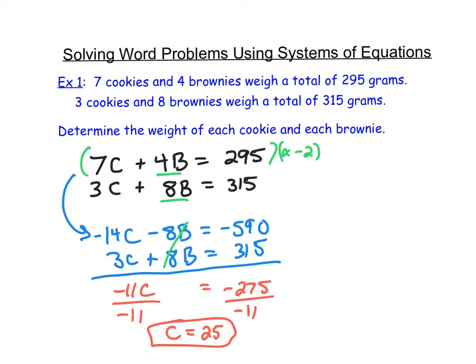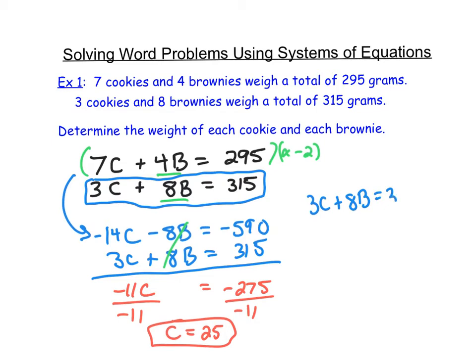Then all we have to do is just plug it into one of the original equations and solve for the brownies. And so it does not matter which one you choose. I'm just going to arbitrarily choose the second equation. And I'm going to rewrite that over here. 3c plus 8b equals 315. And I'm going to replace this c with 25. So 3 times 25 plus 8b equals 315.